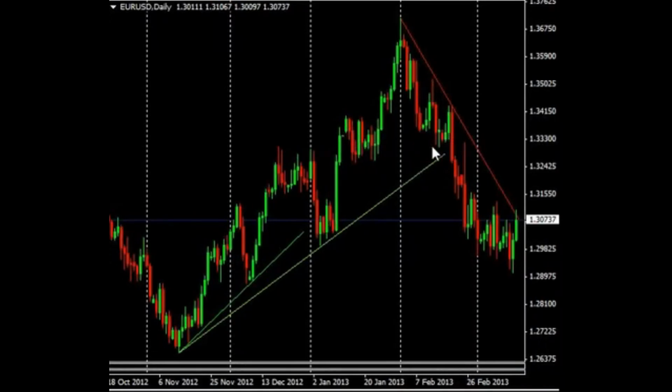Definitive higher lows, lower lows, lower highs, lower lows.